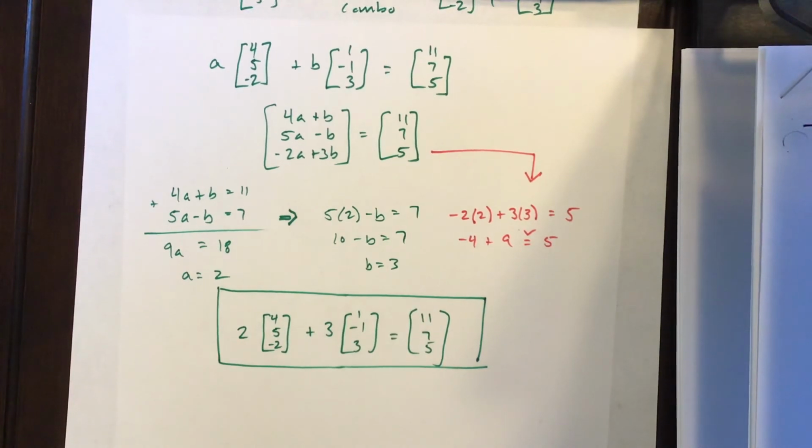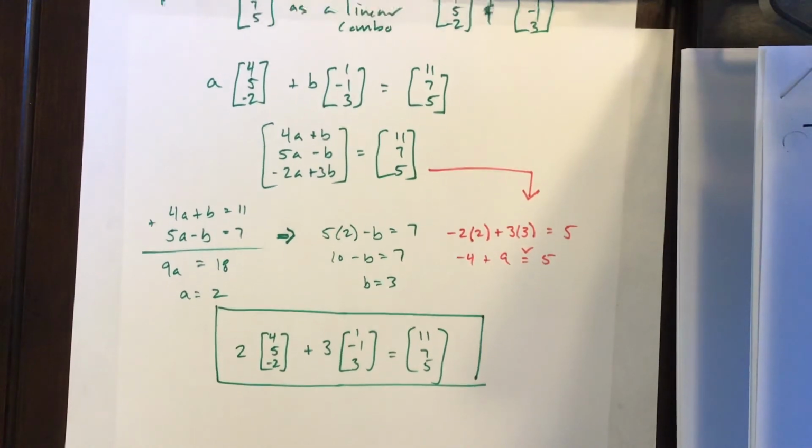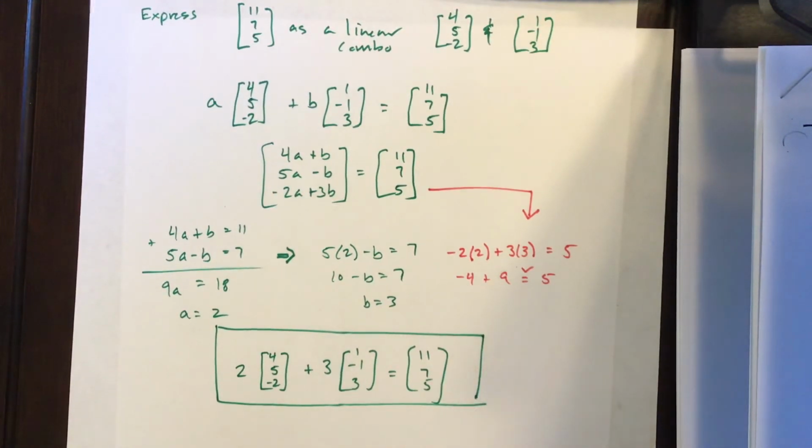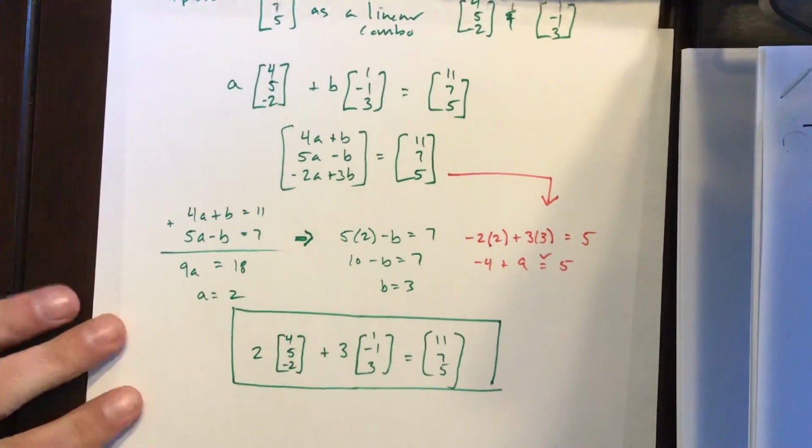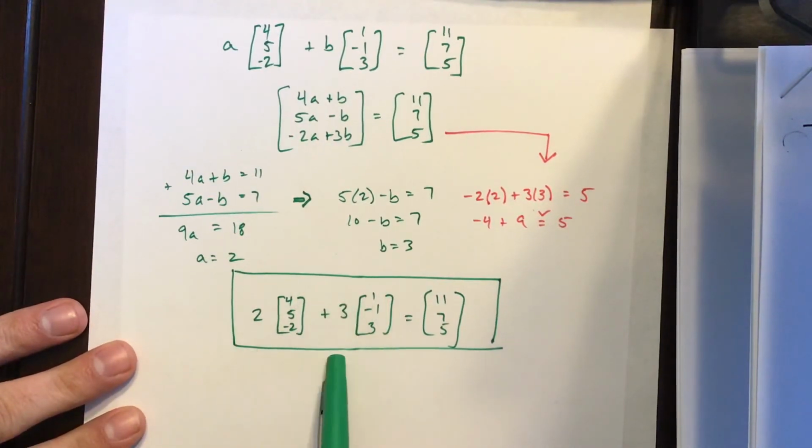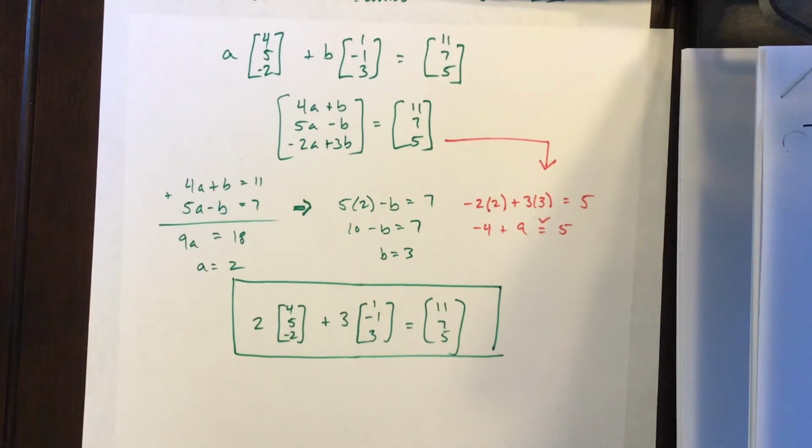Now, what would happen if the third equation, the thing that's in red, wasn't true? Well, there would be no such linear combination of vectors 4, 5, negative 2, and 1, negative 1, 3 that produced 11, 7, and 5. And that's perfectly fine. There doesn't have to be. That would just mean the system of equations was inconsistent and no solution exists, and that's good to know as well. But to answer the question that was presented, this is the linear combination of the vectors that produces 11, 7, and 5.